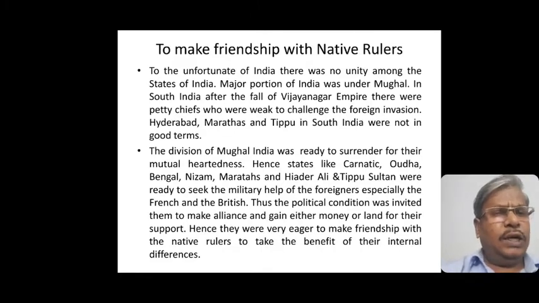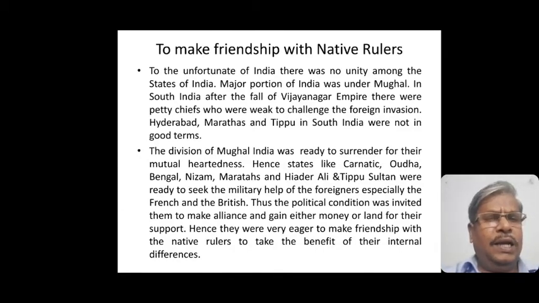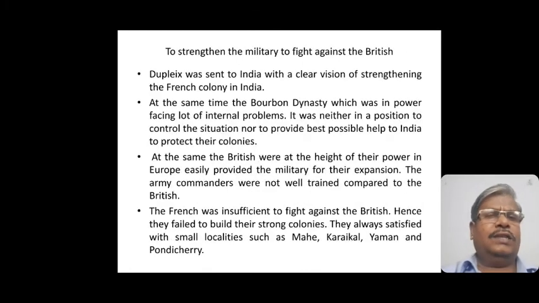The divided Mughal India was ready to surrender because of their mutual hatred. Hence, states like Carnatic, Oudh, Bengal, Hyderabad, the Marathas, Hyder and Tipu Sultan were ready to seek the military help of the foreigners, especially the French and the British. Thus, the political condition invited them to make alliances and gain either money or land for their support. Hence, they were very eager to make friendship with the native rulers to take advantage of their internal disturbances.